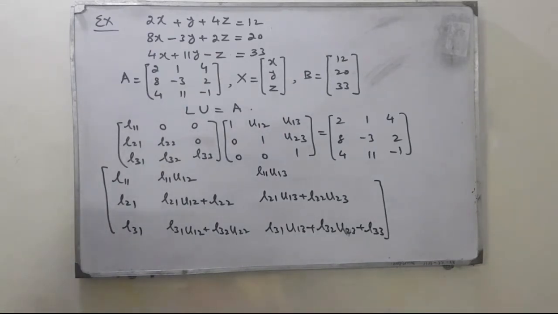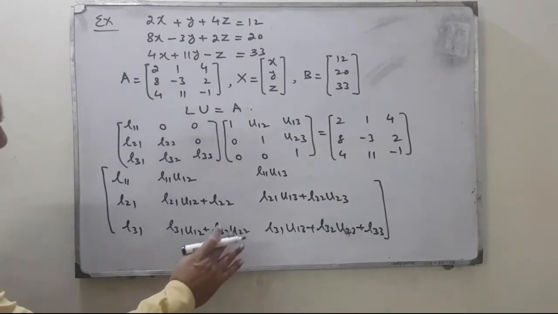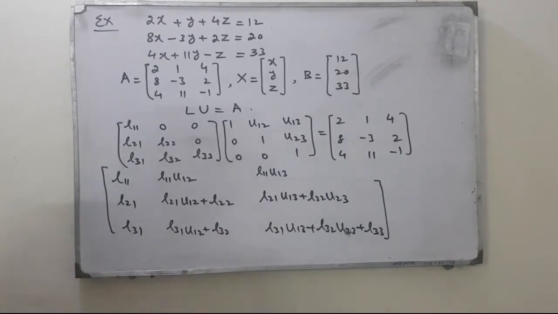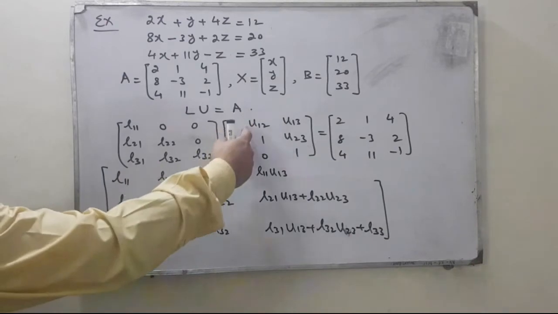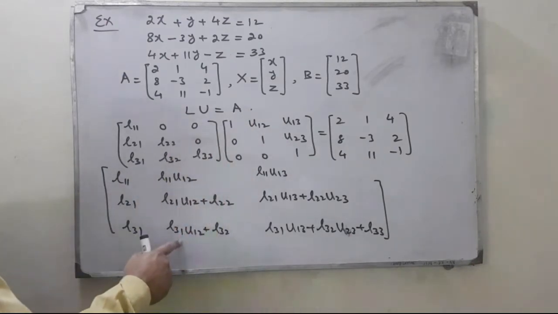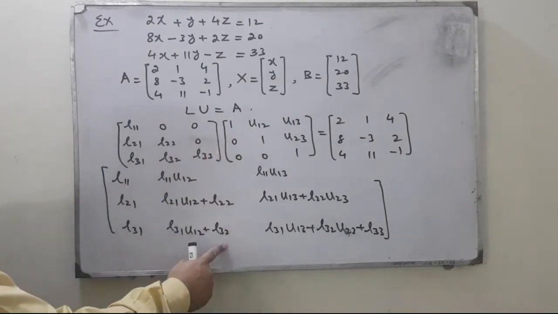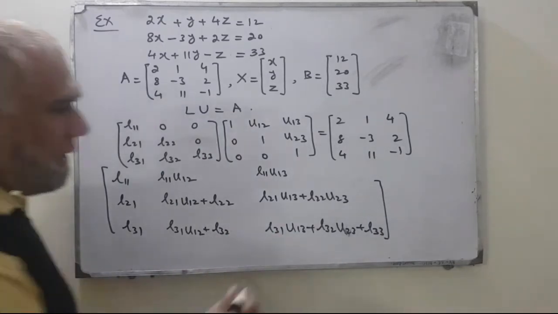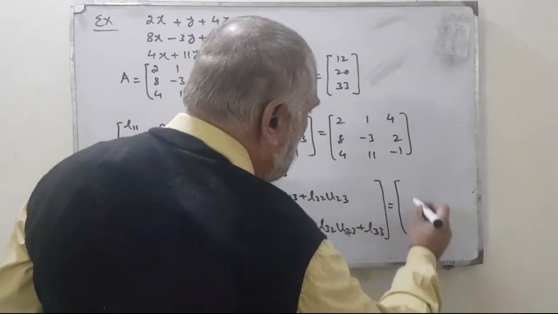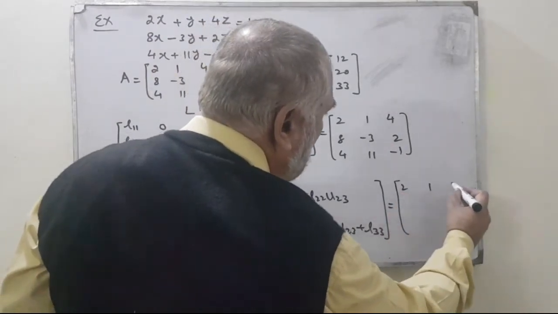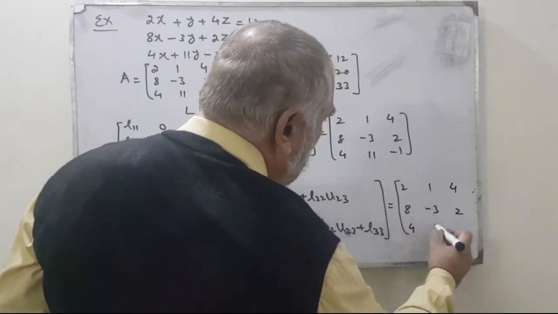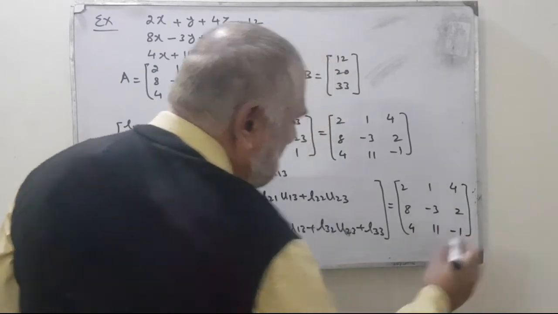So let's check it again. We have multiplied here. This is slightly, it is not looking correct. It should not be here. Okay. Third row with the second column, L31 U12, L32 over here, and I think the remaining is okay. Okay, on the right side, don't forget to write down the coefficient matrix 2, 1, 4, 8, minus 3, 2, 4, 11, and minus 1.